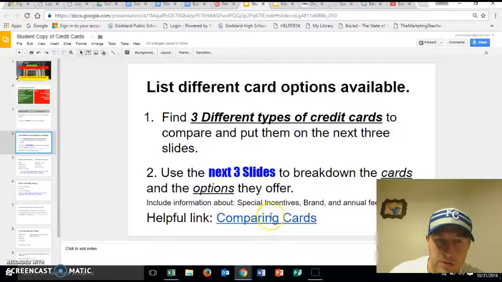To help you do that, I've included this link here. It says comparing cards. If you click on this link, it'll take you right to the top 10 cards available right now. If you type in credit card comparisons, they'll give you a bunch of options. This is the best one that I found. I thought it was quick and easy to understand. You tell me if you think so, but please pick the 3 that you think are the best according to your needs and put that information in the next 3 slides.